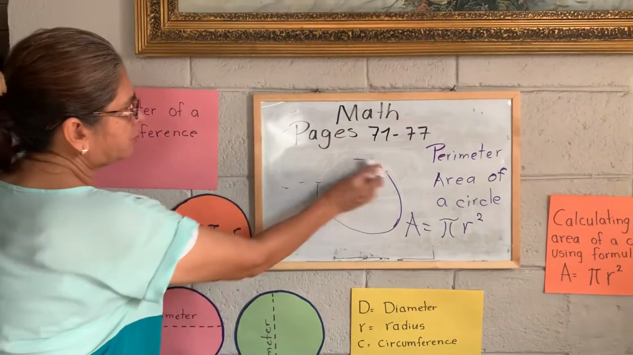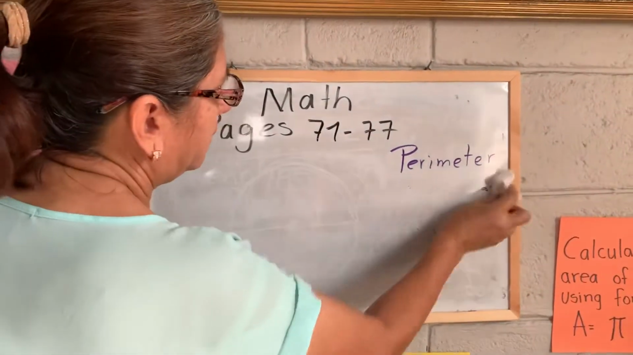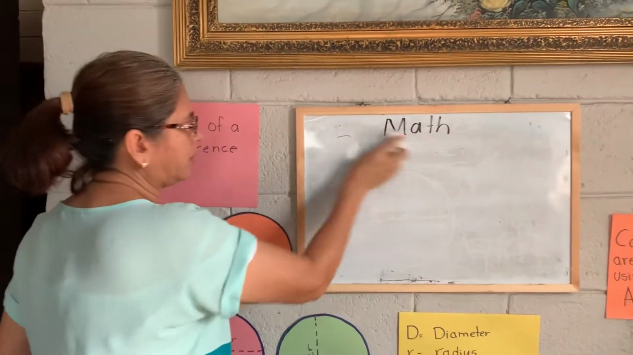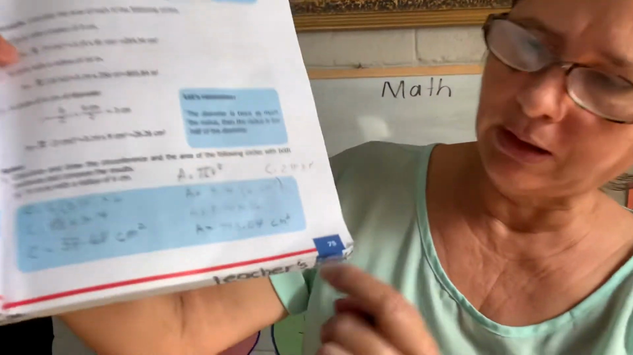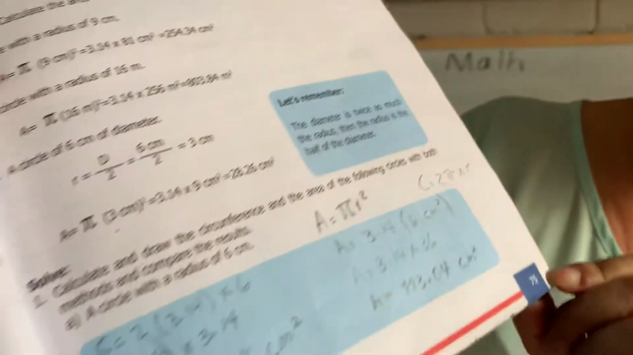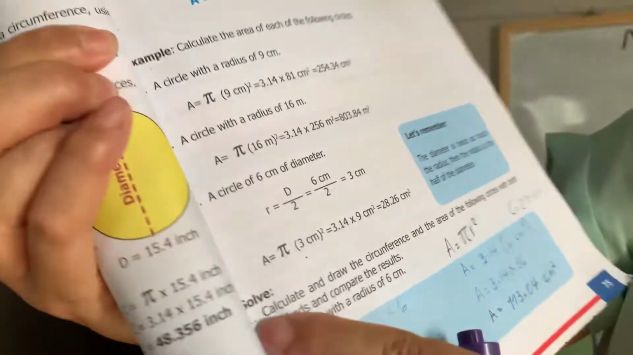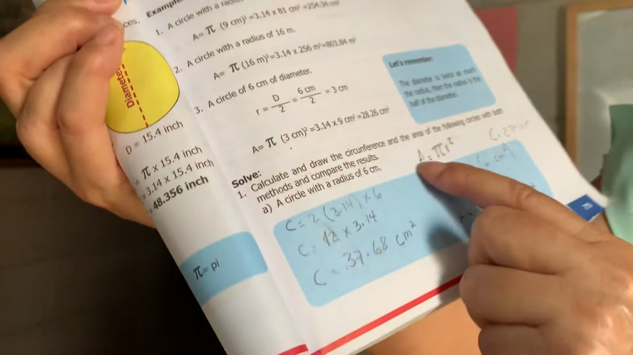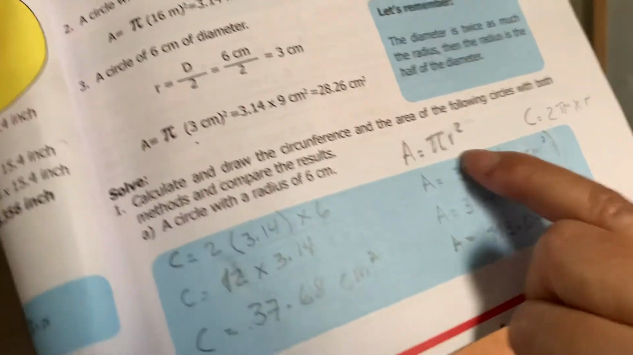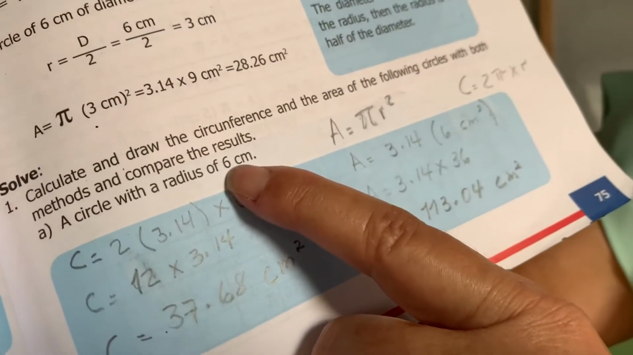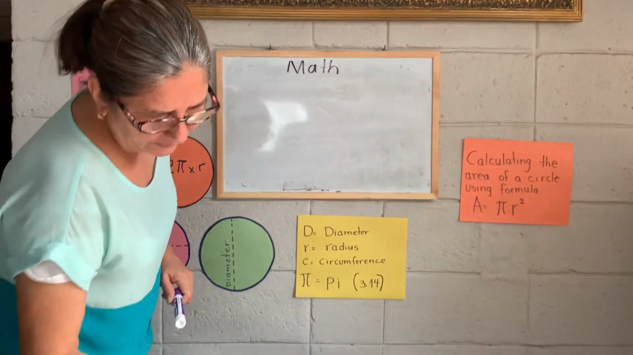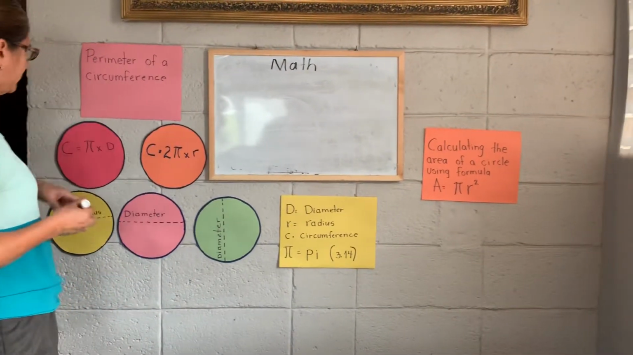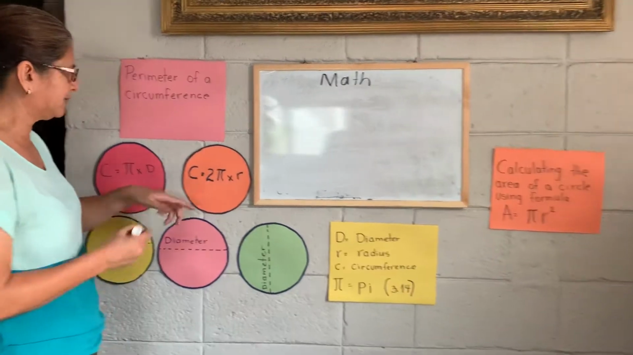And I'm going to resolve an exercise on the board. Look, page 75, exercise 1, where it says that we have to find the circumference and the area with the value of the radius equal to 6 centimeters. And the formula to find the perimeter, the circumference, I'm going to apply this.